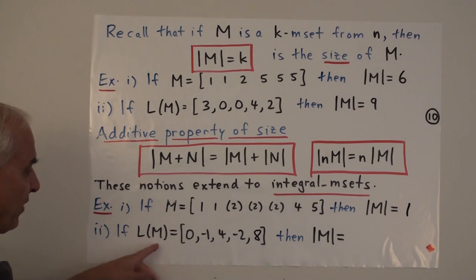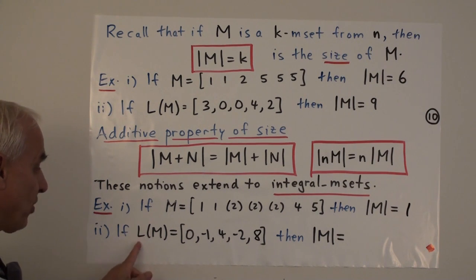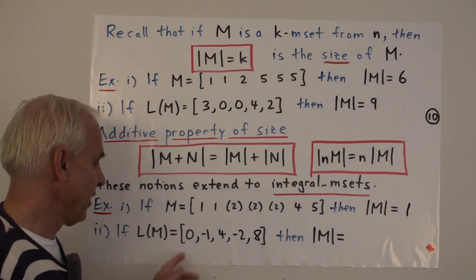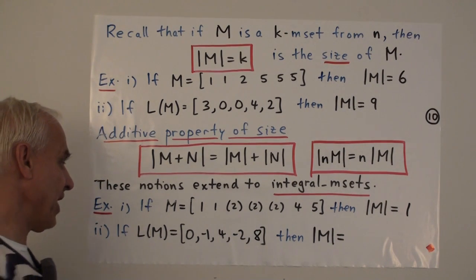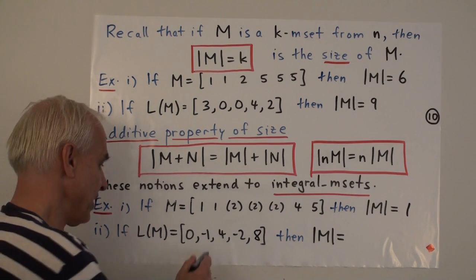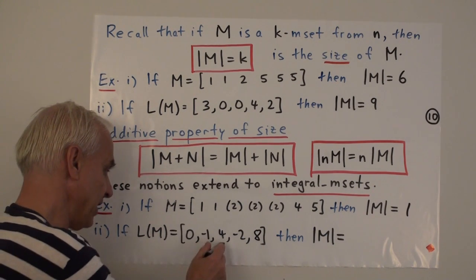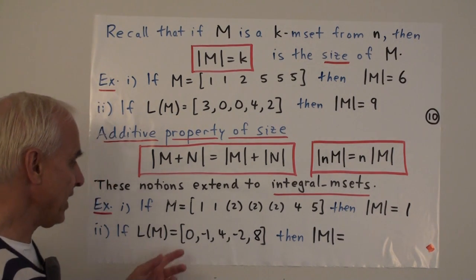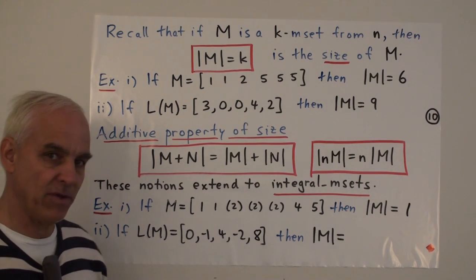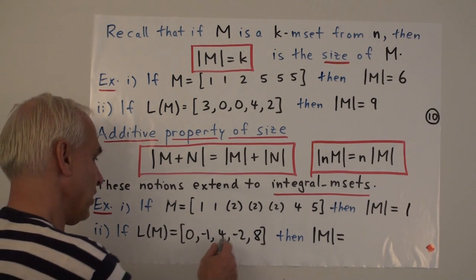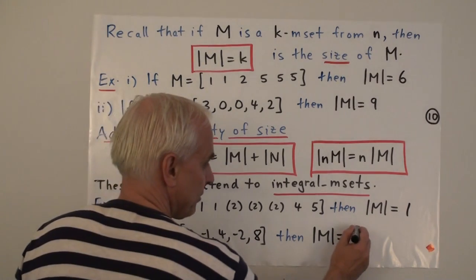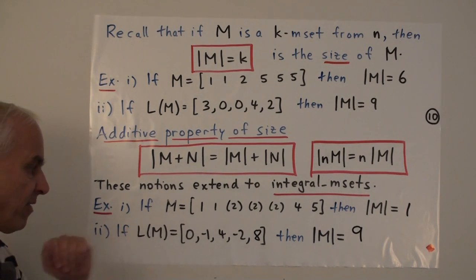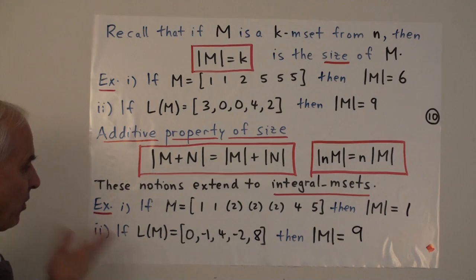At the level of the list, if we have an integral M-set and its corresponding list is 0, minus 1, 4, minus 2, 8, so here this would represent an M-set that has 0 1s. The number of 2s is minus 1. Number of 3s is 4. The number of 4s is minus 2. The number of 5s is 8. Well, in that case, the size of this is just the sum of all these multiplicities, which would be 12 minus 3, it's 9. So the notion of size, just the sum of the multiplicities, just as it usually is, works just as well for integral M-sets.